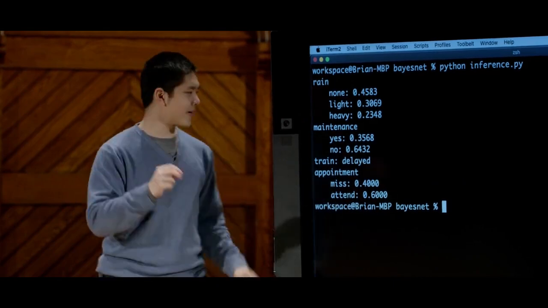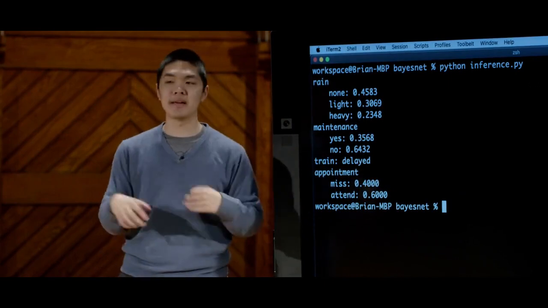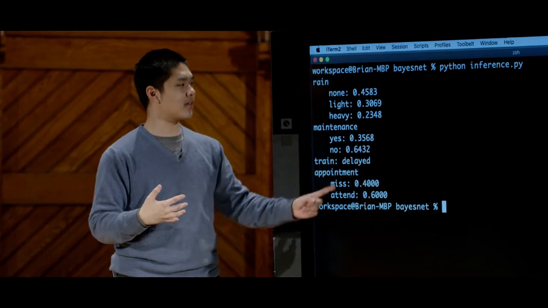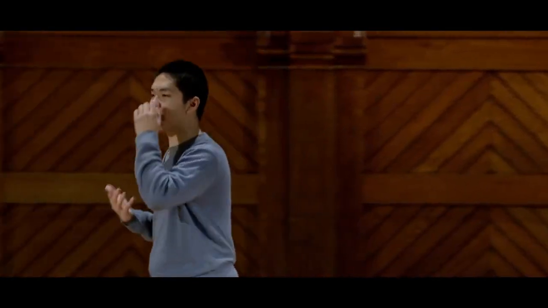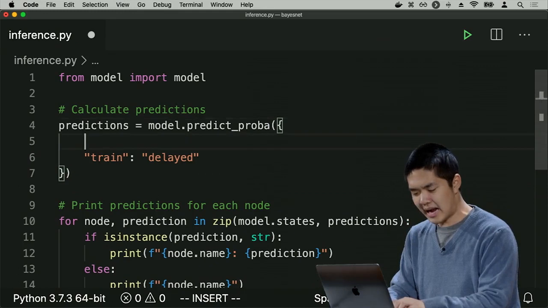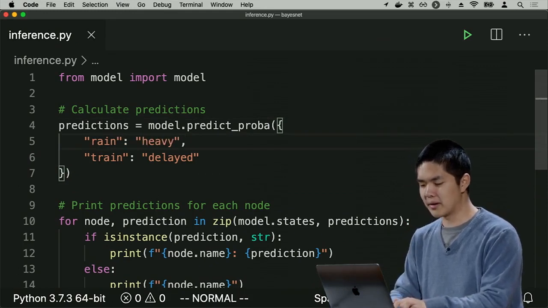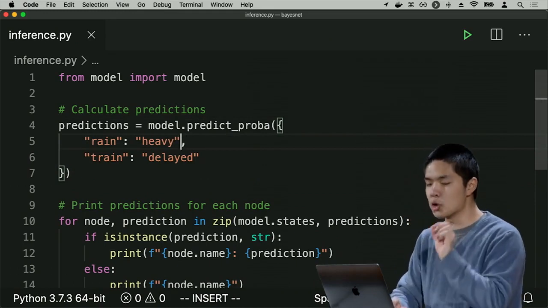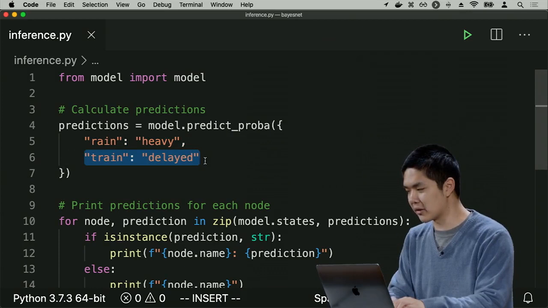Now, we know that whether I attend or miss the appointment is only dependent upon the train being delayed or not delayed. It shouldn't depend on anything else. So let's imagine, for example, that I knew that there was heavy rain. That shouldn't affect the distribution for making the appointment. And indeed, if I go up here and add some evidence, say that I know that the value of rain is heavy, that is evidence that I now have access to. I now have two pieces of evidence. I know that the rain is heavy, and I know that my train is delayed.